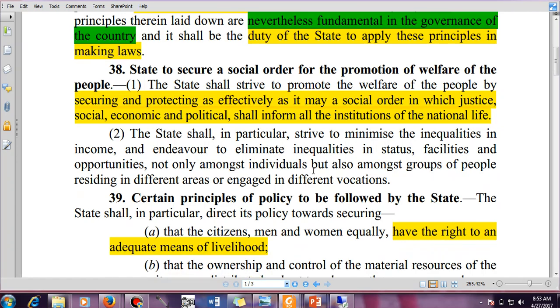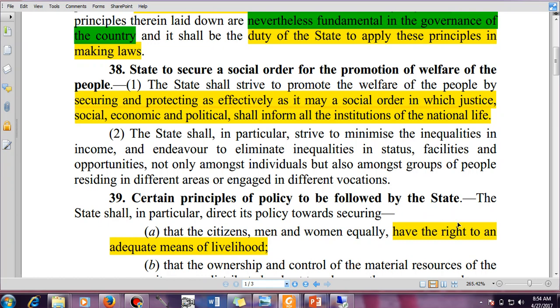So now we come to Article 39, that is, certain principles of policy to be followed by the State. The makers of the Constitution have given certain policies, and those policies have to be followed by the State. Here State means the Parliament, the legislature and other authorities who make law and who are associated with the Government of India, as we have stated earlier.